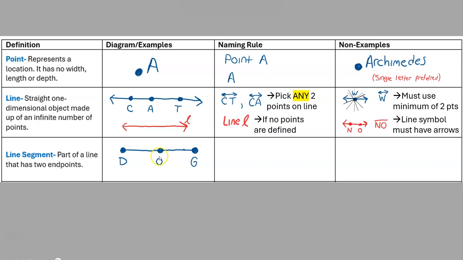Speaking of which, here is a segment. So if you notice now, the segment is a part of a line, and it has 2 endpoints. And what's really important about line segments when labeling it is we want to denote the beginning and the end. So in this case, this line segment begins at D, ends at G. If you have a different perspective, maybe it starts at G and ends at D. So either of those definitions for a segment are going to be completely fine.